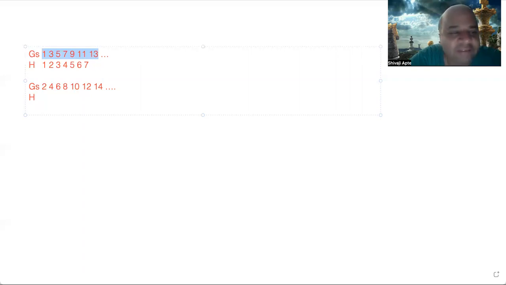So guest number 1 will go into room number 1, guest number 3 will go into room number 3, guest number 5 will go into room number 5. He says, don't worry, everybody comes out and goes into the room of their own name. So what happens? Automatically the vacancies 2, 4, 6, 8, etc. get created, because the first set of guests were only odd numbers.